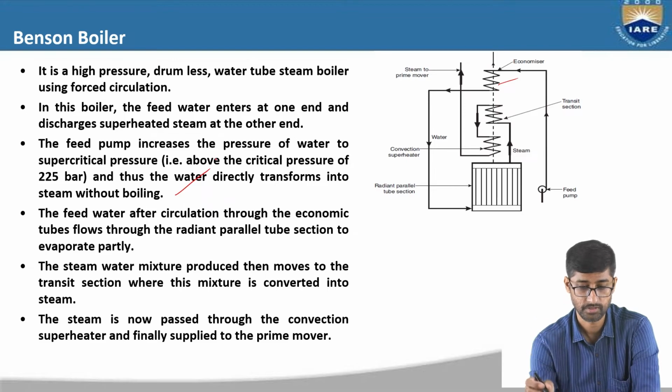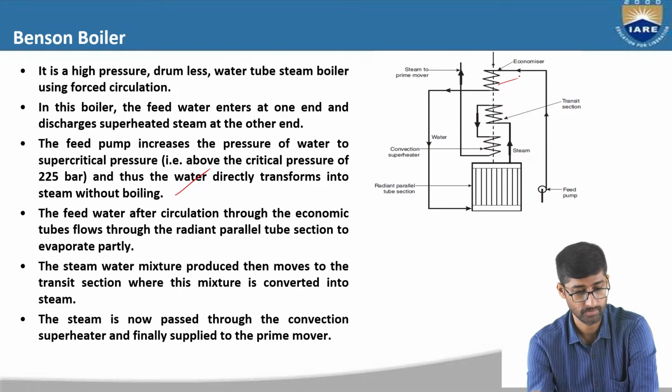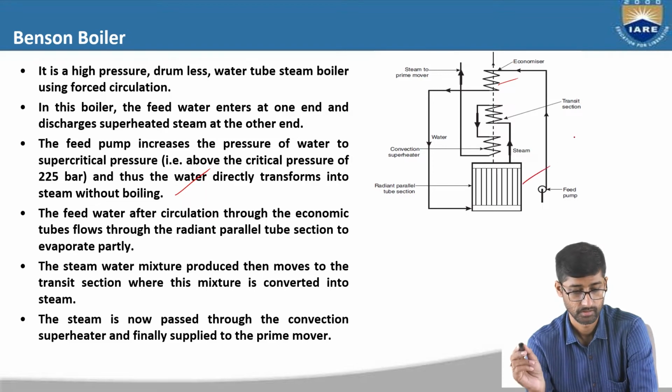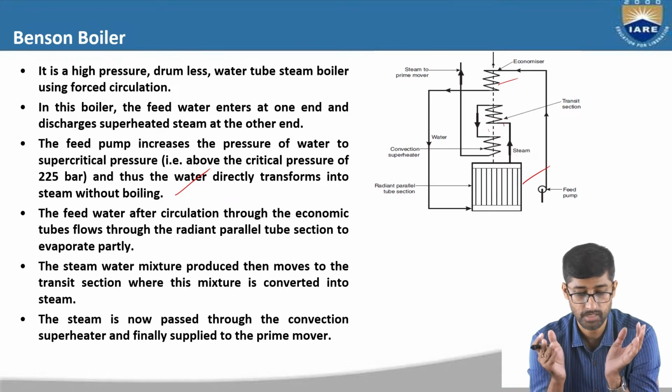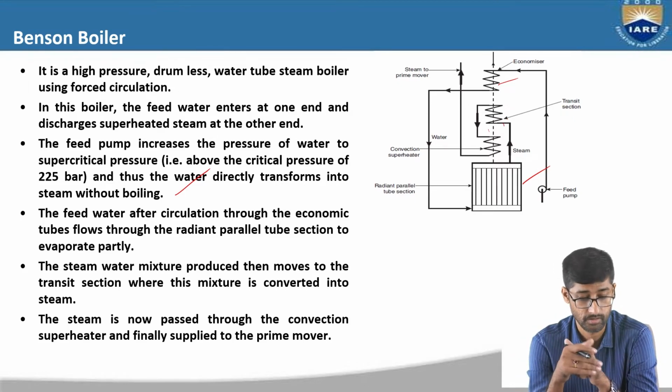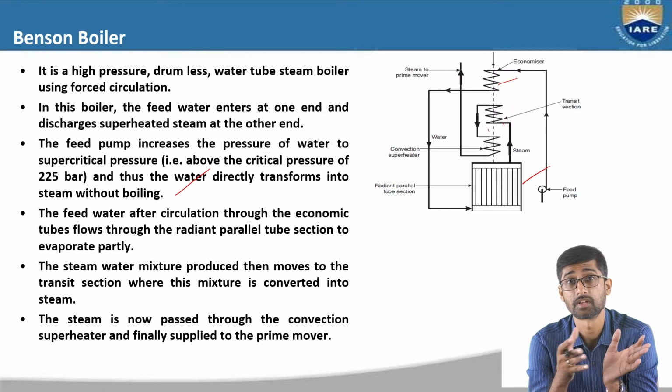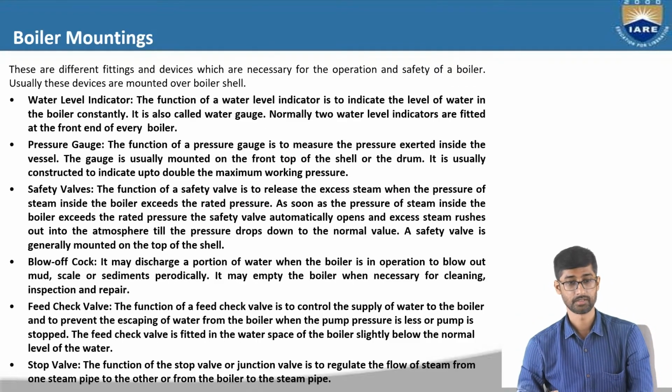And the feed water, after circulation through these economizer tubes, flows through this radiant parallel tubes section to evaporate shortly, right? Then the steam and water mixture moves to the transit section, where this mixture is converted into steam, and the steam is now passed through this convection superheater and is finally supplied to the steam turbines. So this is the Benson boiler.